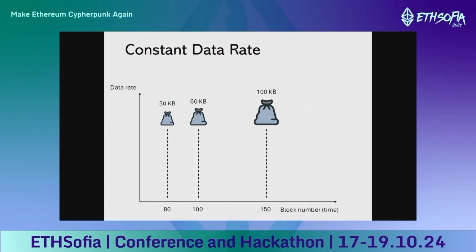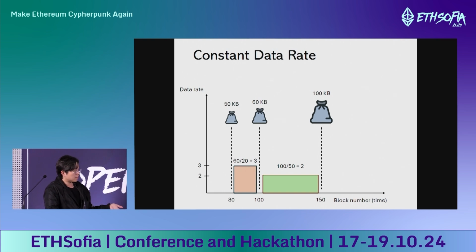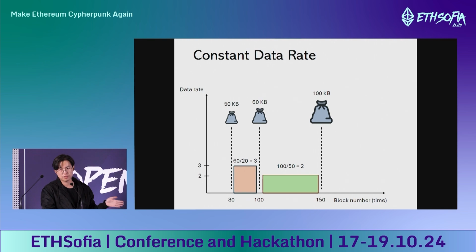The first blob was submitted at block number 80 and it's 50 kilobytes. The second blob is at block number 100 and 6 kilobytes. And the last one is at block 150 and it was 100 kilobytes. Then I assume that between 80 and 100, this rollup generated the 6 kilobytes. Then it means at every block number, it generated 3 kilobytes. And the same for the gap between 100 and 150.